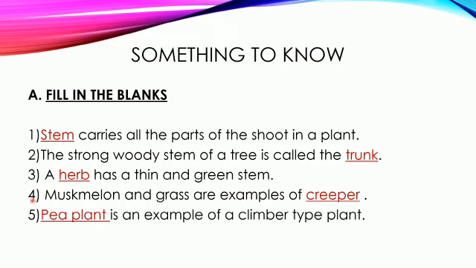Number 4. Muskmelon and grass are examples of ___. Do you remember? They are the examples of creepers. They creep on the ground. So the answer is creeper. Next, ___ is an example of a climber type plant. So here you have to give an example of climber. Answer is pea plant. You may write other examples like grapes plant or money plant. They are also the climbers.